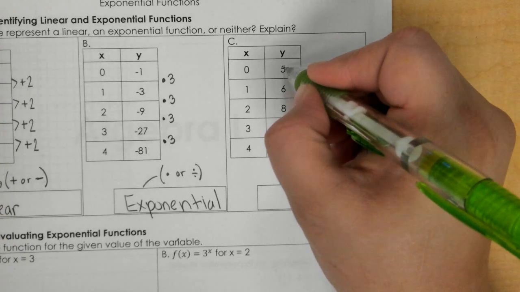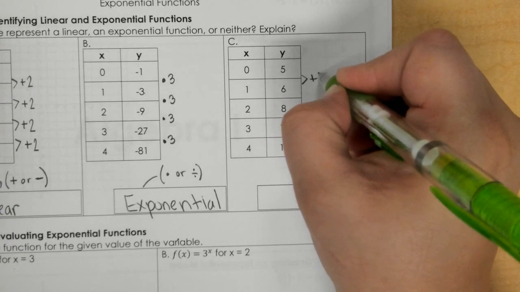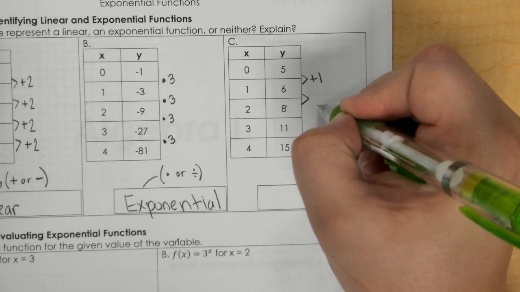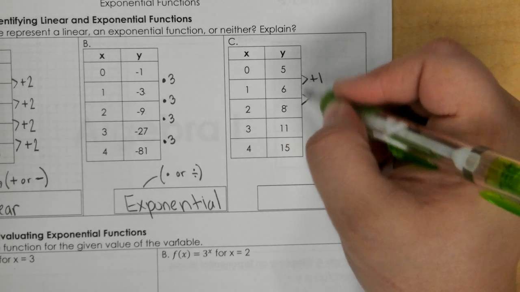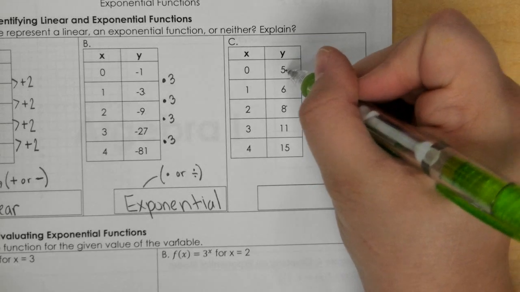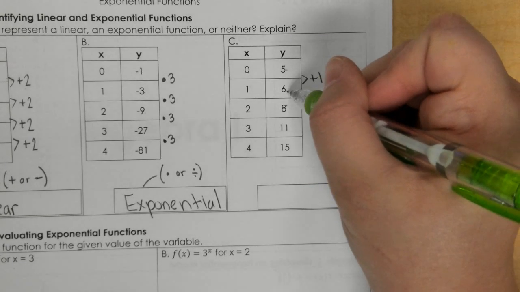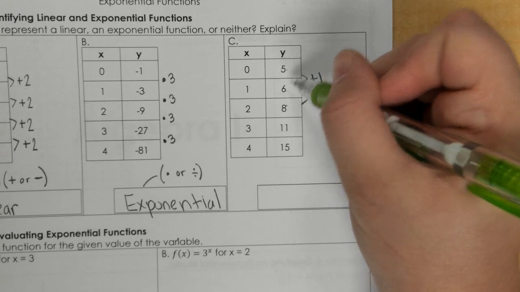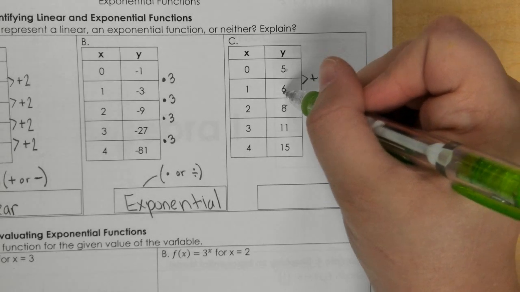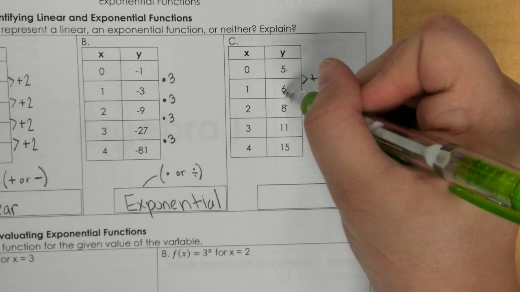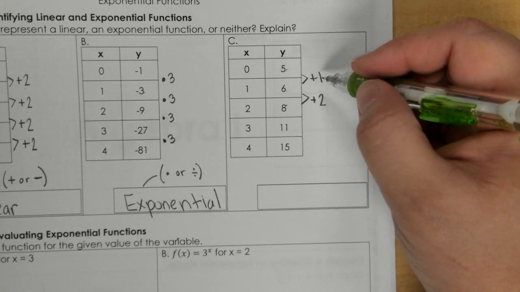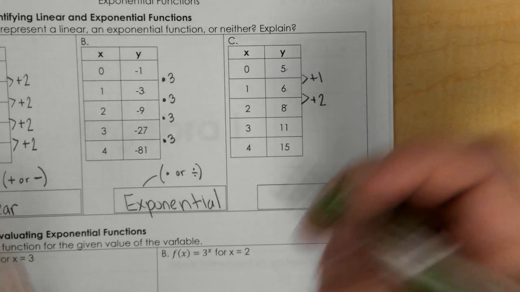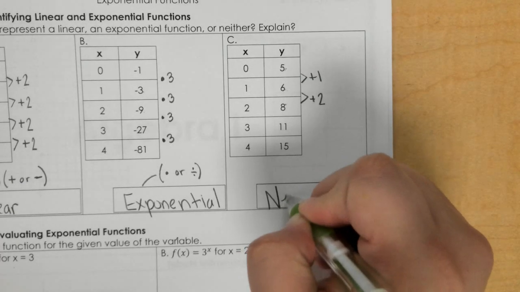Alright, so now, again, same method. Start with the addition or subtraction. From 5 to 6, we increase by 1. From 6 to 8, we increase by 2. Well, these are different. So now let me try multiplication or division. So 5 divided by anything gets me 6? No. Does 5 times anything get me 6? No. So since I can't add or subtract the same number, and I can't multiply or divide, then I have to say that this is neither.